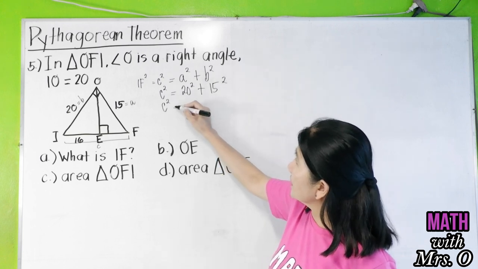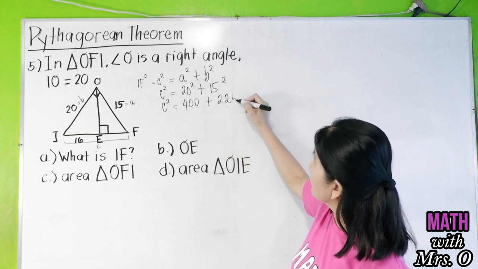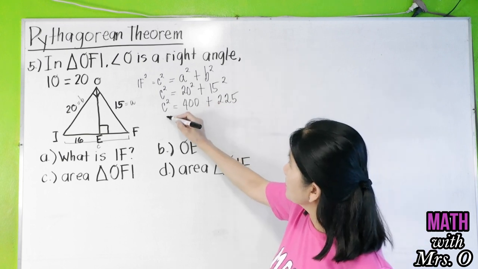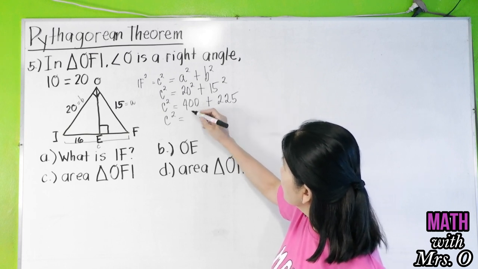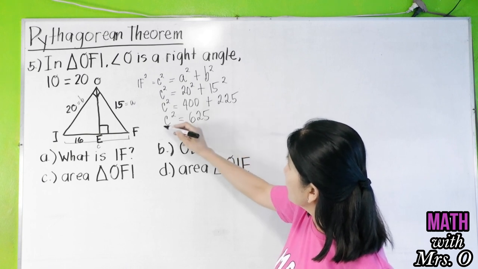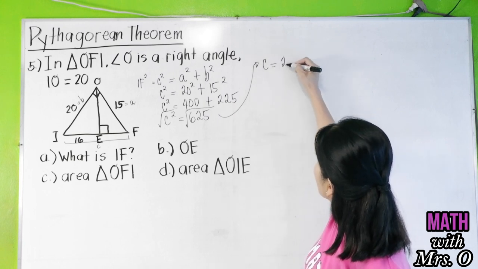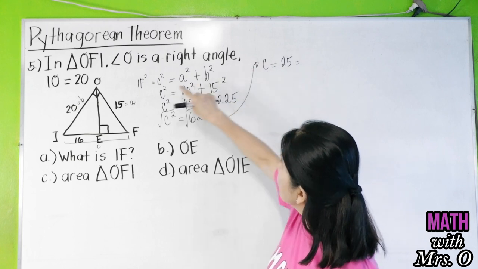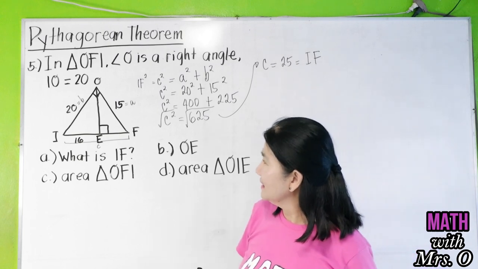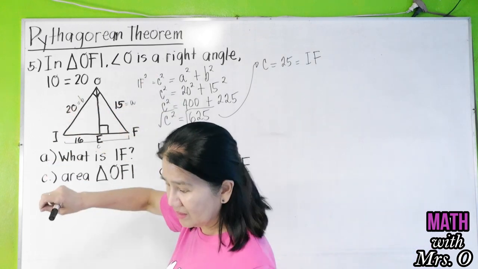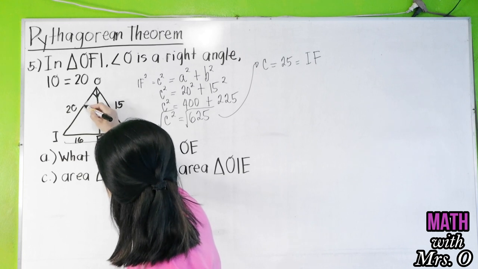So proceed, 20 squared is 2 times 2, 4, with 2 zeros, plus 15 squared is 225. So C squared is equal to 400 plus 225, that is 625. You take the square root of both sides, you get C is equal to 25. And we let C be equal to IF, so IF is equal to 25. There. So let me erase the B and the A and the C here for you not to get confused.